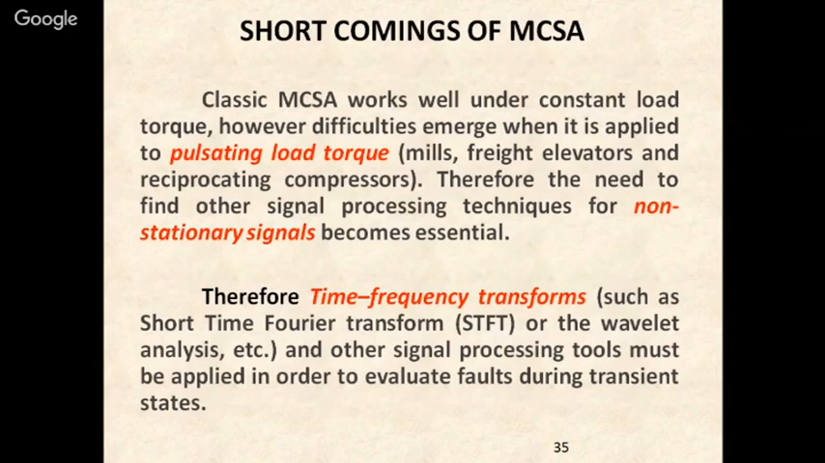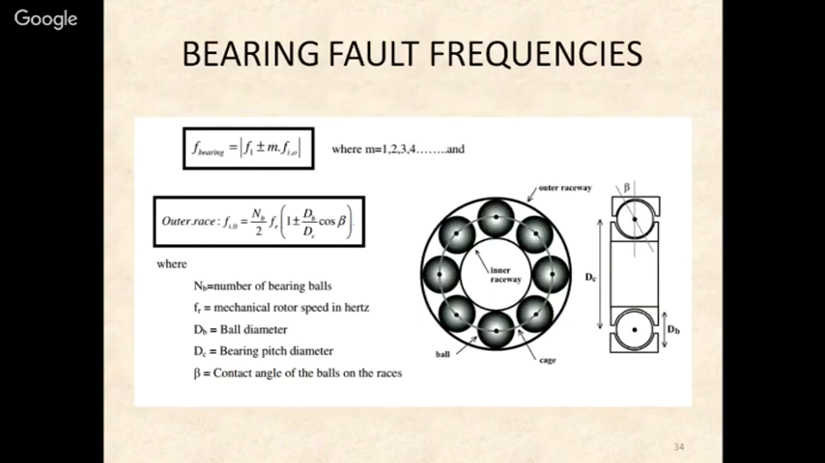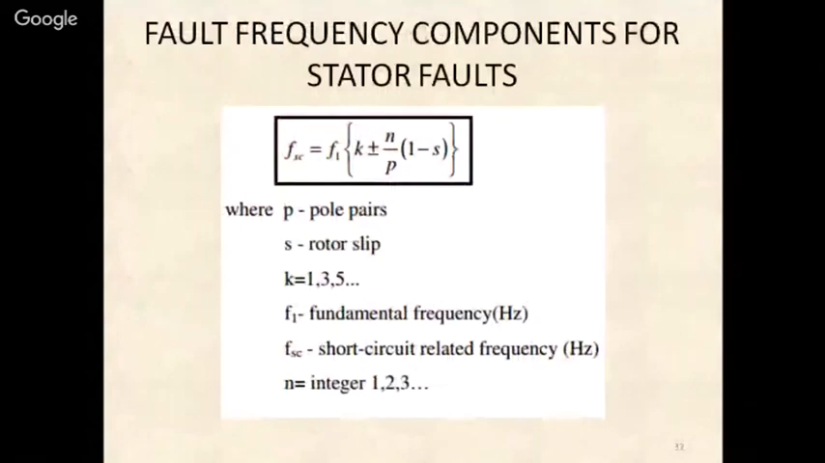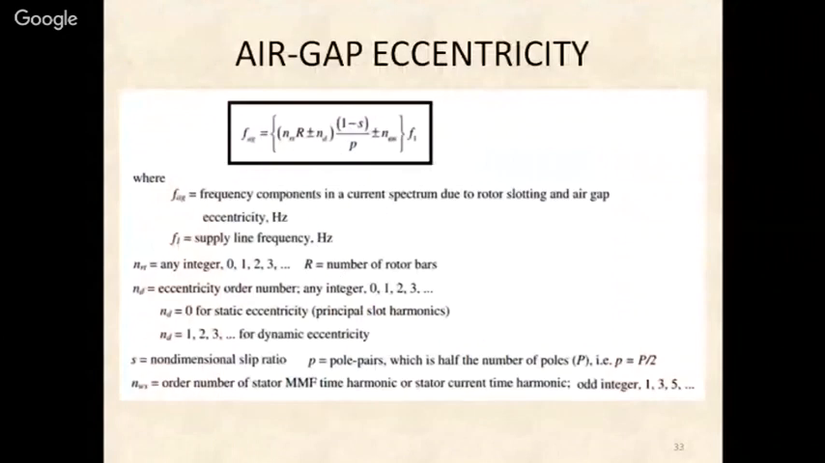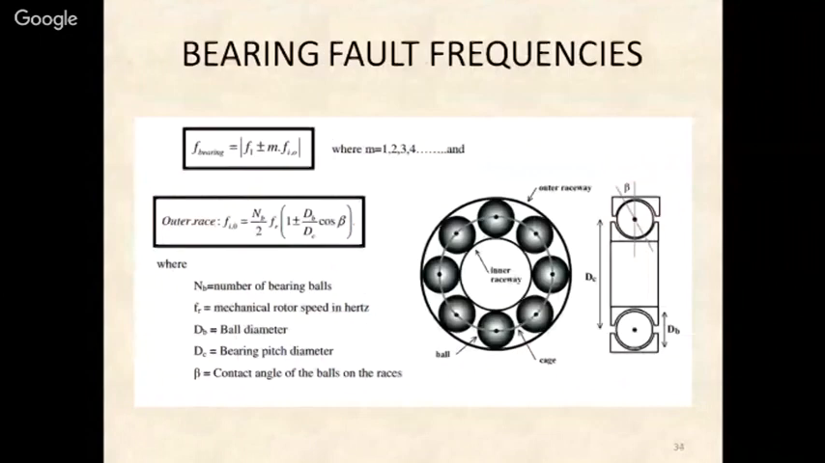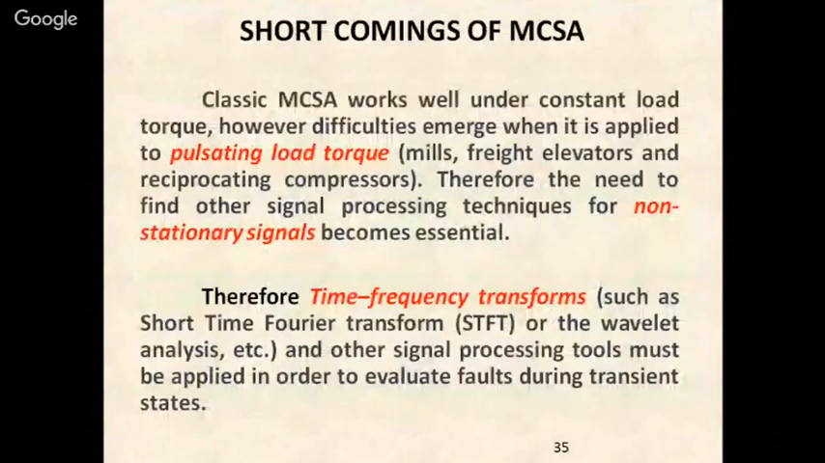So we have discussed motor current signature analysis. Motor current signature analysis is basically the procedure for acquiring current from the motor terminals, and then the FFT of the motor current is done so that we can observe some characteristic peaks. And if we observe these frequency components in the current spectrum, then we can say that there is some fault in the motor. However, there are some shortcomings of this method.